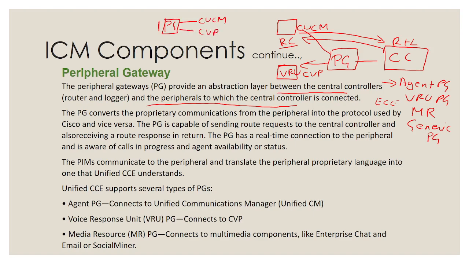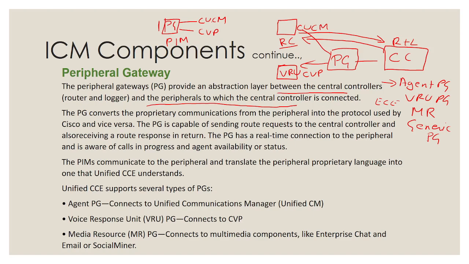Okay, and PGs for connecting to the peripherals have something called PIMs, that is Peripheral Interface Manager. If PG is like a hand, PIMs are like fingers. Just like in a switch, you have multiple ports, and the function of these ports is to connect to the other devices. Similar to that, the PIMs, Peripheral Interface Managers, are the software interfaces that are used to connect to the peripherals.